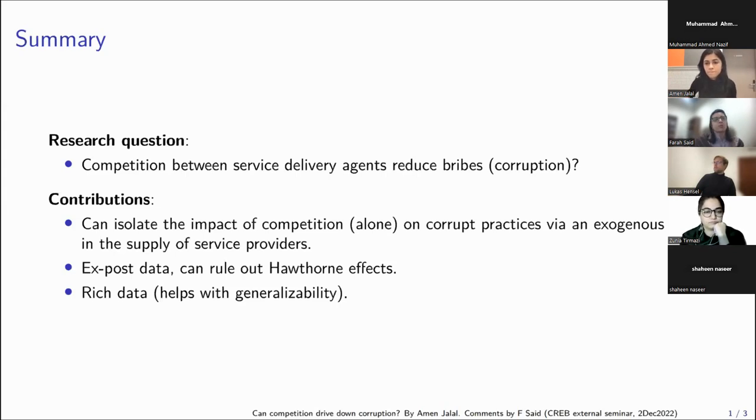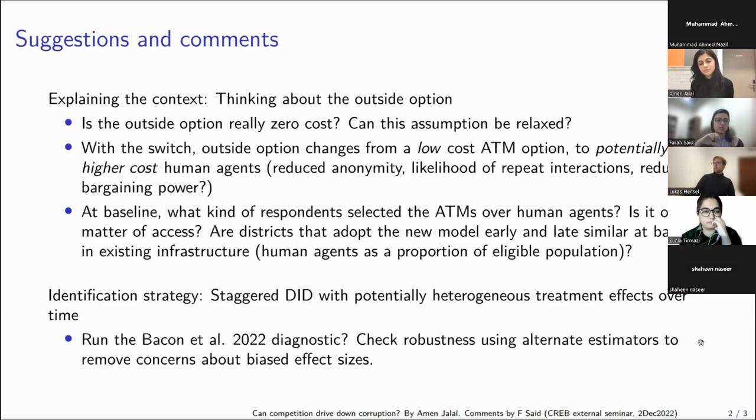To quickly summarize what this paper is about, it's testing if competition between service delivery agents reduces bribes. What I like about this paper is that you can isolate the impact of competition, which, as Eamon laid out earlier, is rare in the literature because there's an exogenous shift in the supply of service providers. They have ex post data, and they also have a rich data set, which helps with generalizability. And I feel like the last one is a bit undersold in your presentation. I think you can bring this up a bit more. So let me just focus on some of the larger questions and suggestions, and then I can maybe share the screen for the minor ones.